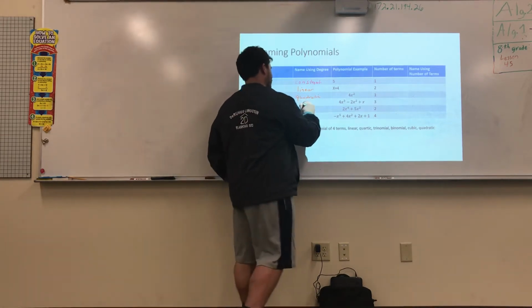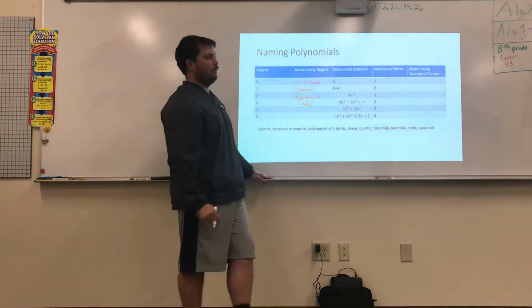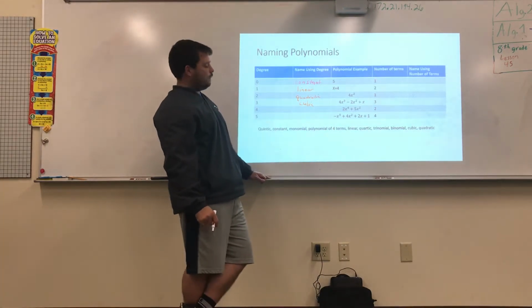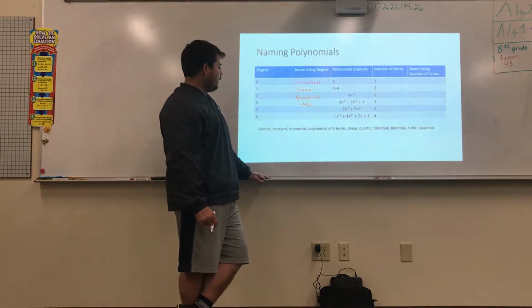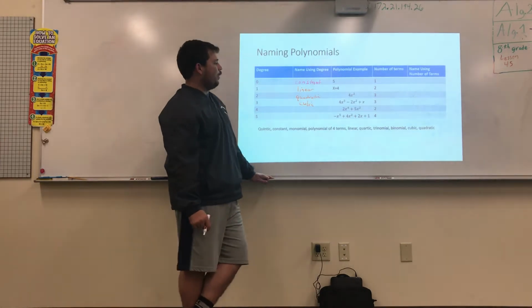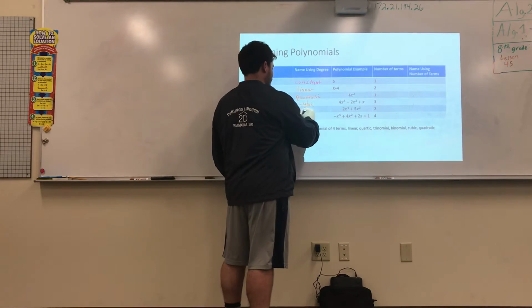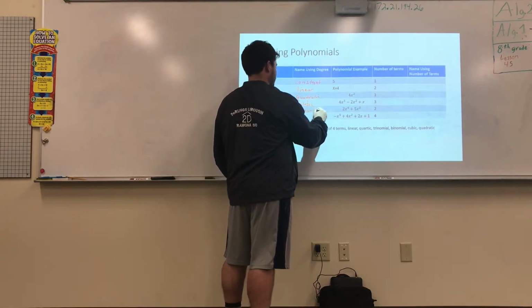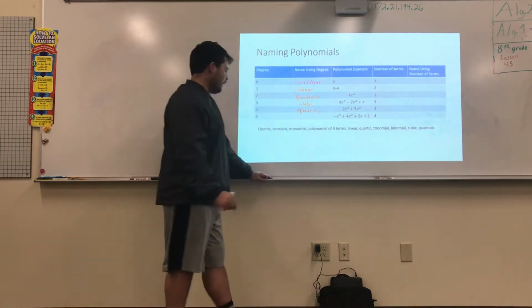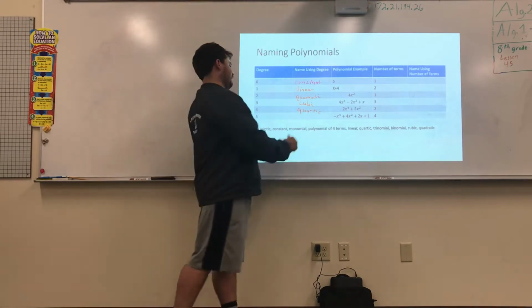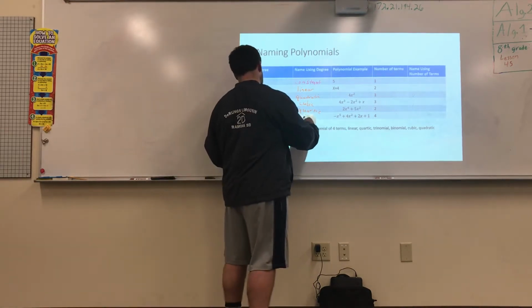Cubic is going to be to the third power, just like when we have something cubed. Alright, what about 4? Well, that is going to be quartic. Think of quartz. Quartic. And 5 is going to be quintic. That one's probably pretty new to you.